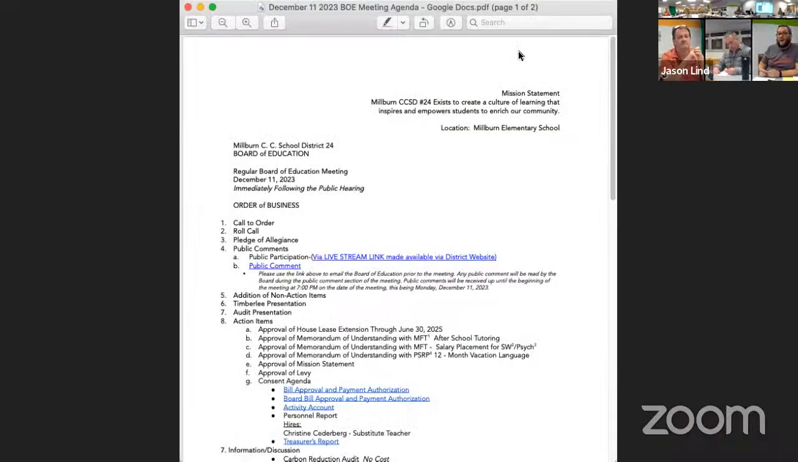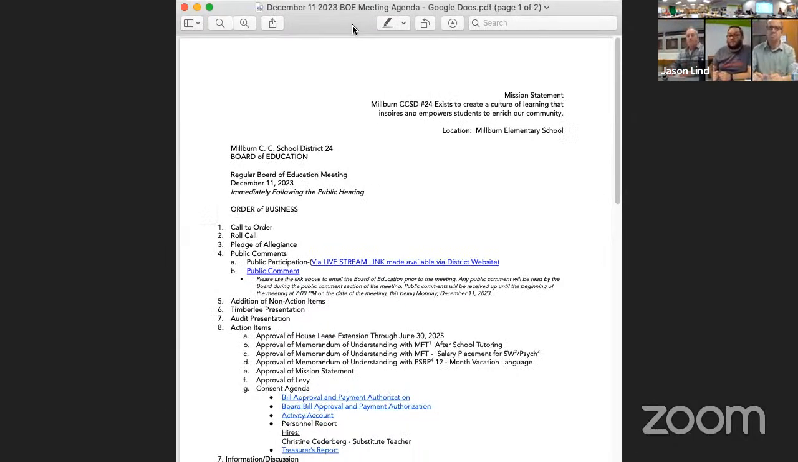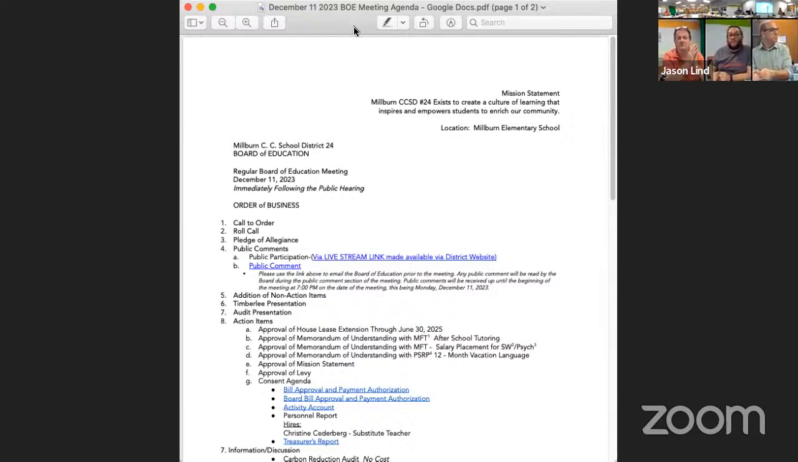We have one housekeeping item that we need to take care of in the addition of non-action items. We need to appoint a secretary pro tem because our current secretary has gotten out of the country. So I need a volunteer or volunteers. I'll volunteer. Okay. Anyone else? We need one. And then we need a vote. All in favor? Second. Do you need a roll call on that one? No. All right, Fred, you're it.